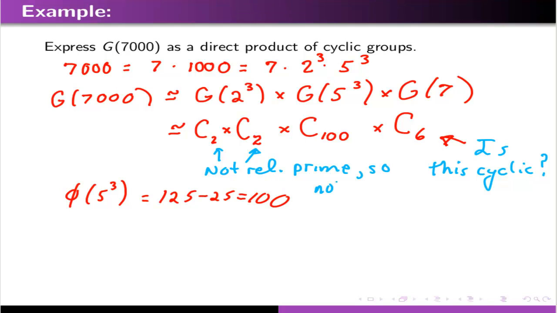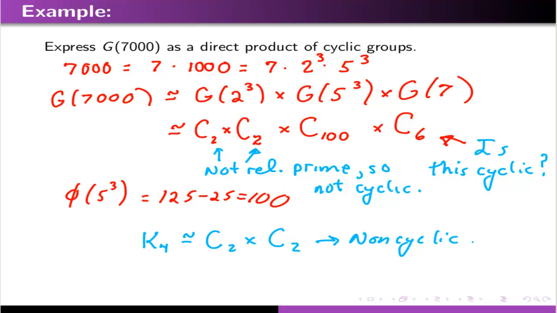So this is not cyclic. In fact, you probably remember this fact in group theory that the Klein 4 group is just C2 cross C2, and every element has order 1 or 2. There is no element of order 4. So this is a non-cyclic group. And that's what's going on in this example, why it's not a cyclic group.